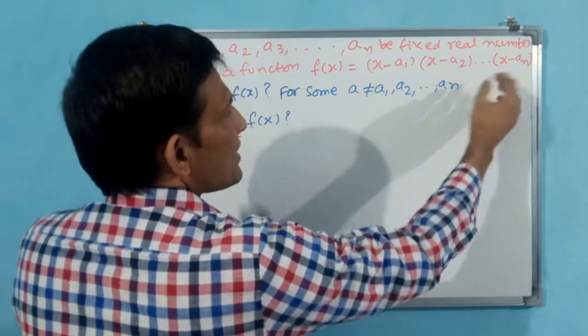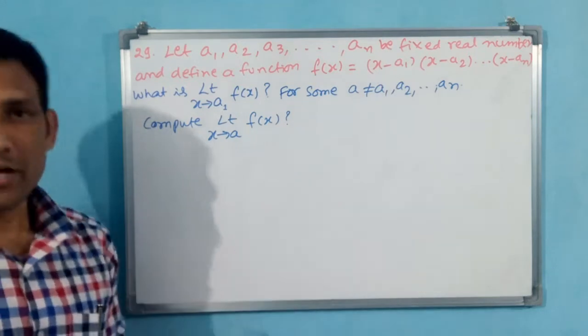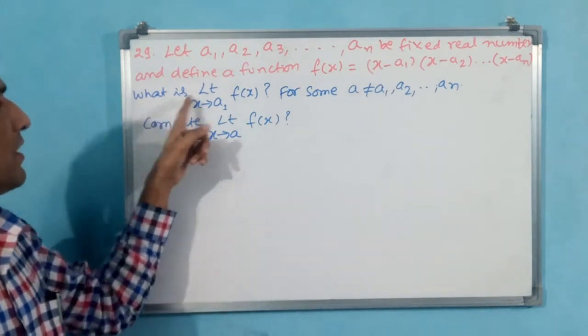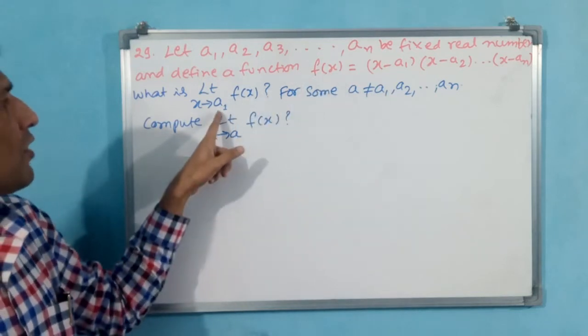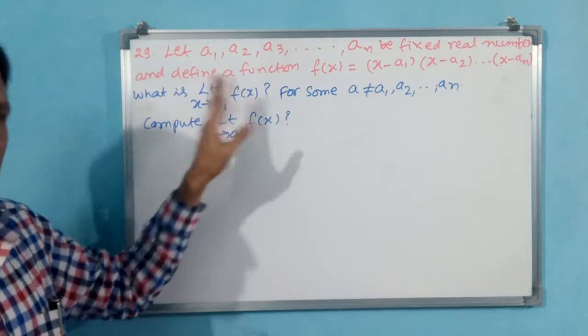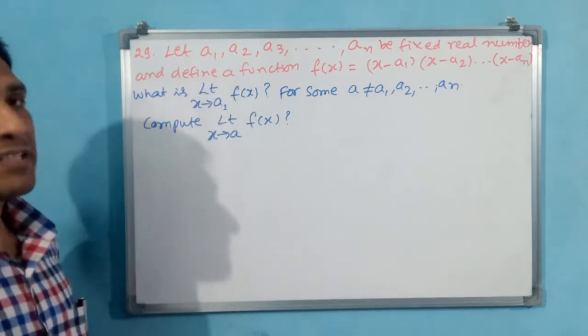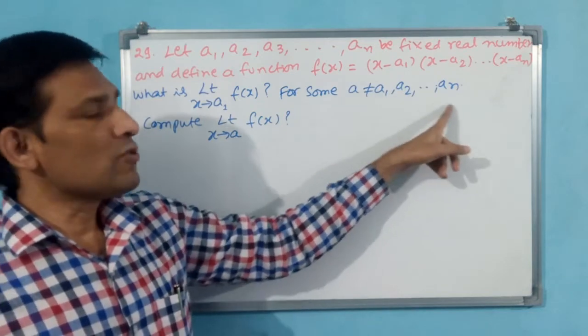See, the dots are there, that means up to n. This is the original function they have given. Now come here. What is limit x tends to a1? You see here, x plus a1, you have to substitute a1. This you have to find first. And next what they are asking, for some a not equal to a1, a2 up to an.